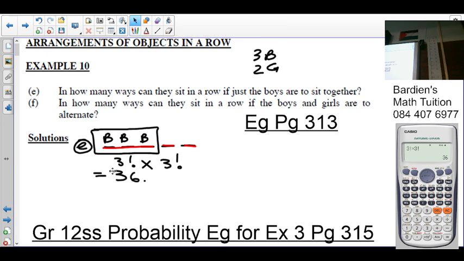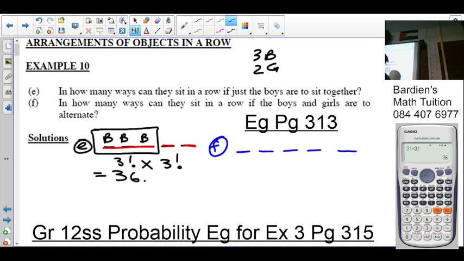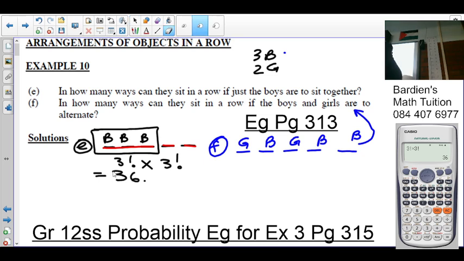In F, in how many ways can they sit in a row if the boys and girls are to alternate? What does it mean to alternate? Change. So it's going to be 1 boy, 1 girl, 1 boy, 1 girl, 1 boy, and so on. Not so? Even if we look at this scenario, there are 3 boys. So if I start with a girl, boy, girl, boy, does this fit the criteria they're looking at? No. So in other words, we have to start off with a boy.